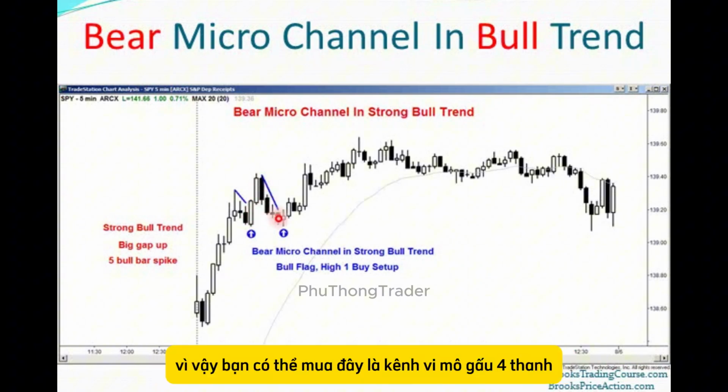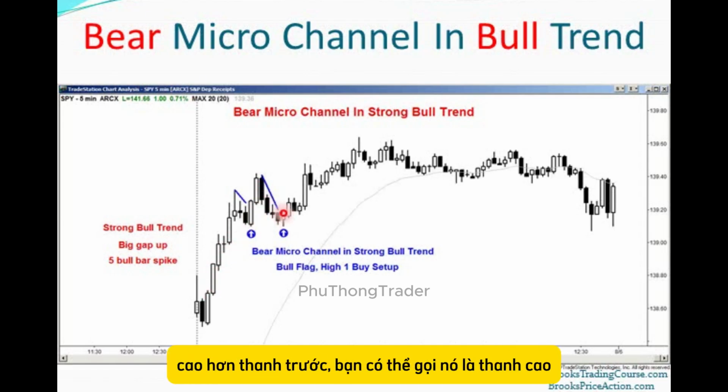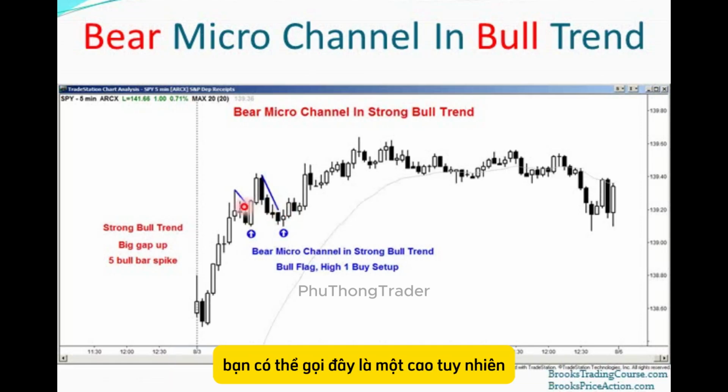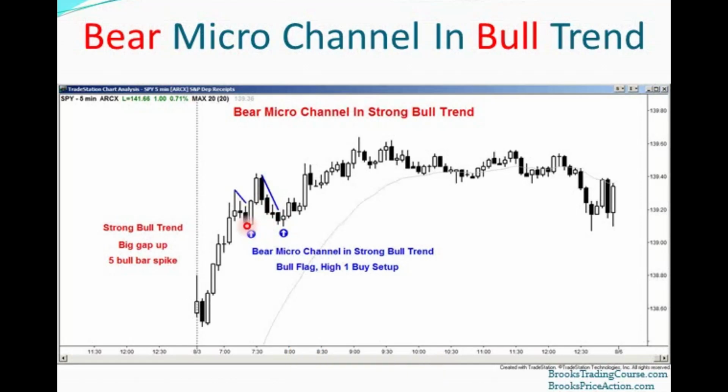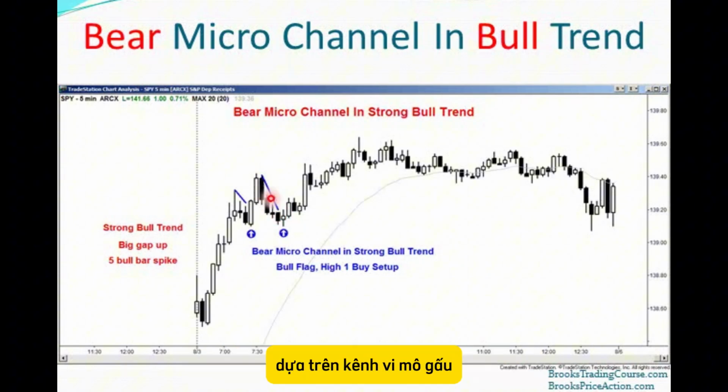Here's a 4-bar bear microchannel, still in a bull trend. So you can buy 1 tick above the high of the prior bar. You can call it a high 1. You can call this a high 1. However, here's a double bottom. All double bottoms are high 2 buy setups, so this is also a high 2. You can buy above the high of the prior bar based on the bear microchannel.